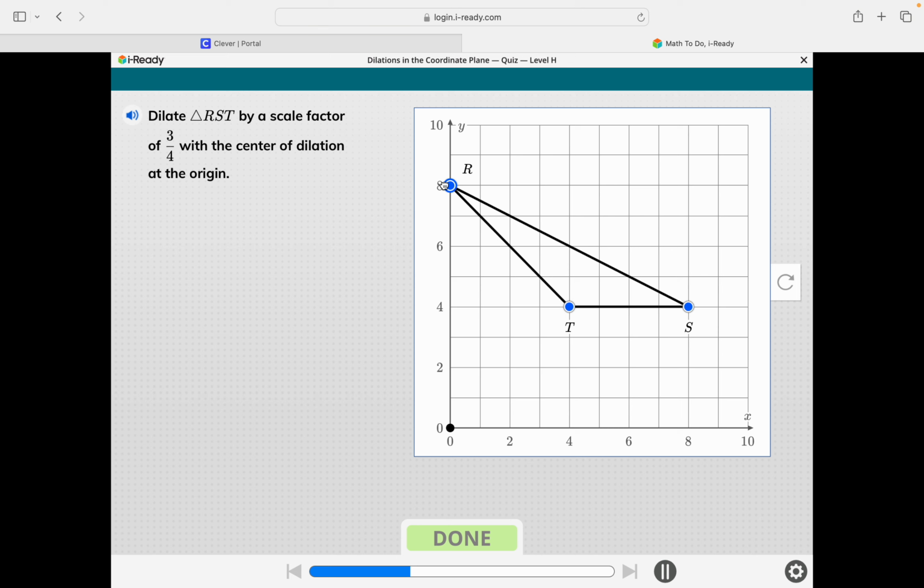0 and 8? Yeah. So we have to make R prime by multiplying by 3/4. So 0 times 3/4 is 0. And 8 times 3/4: 4 into 8 is 2, 2 times 3 is 6. So R prime equals 0 and 6. There is no minus, nothing. Oh, all positive. Very good.